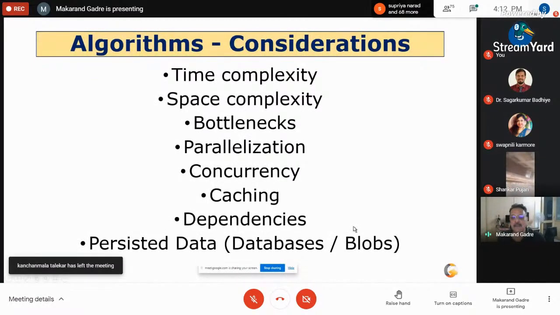Okay, here we come to the part where we say, so our algorithm considerations are these.